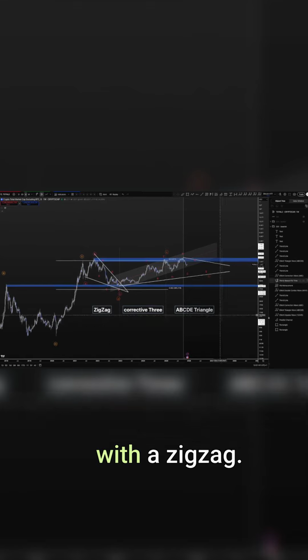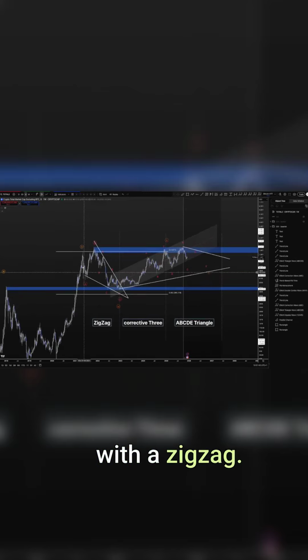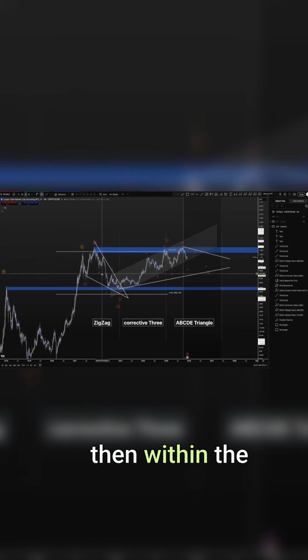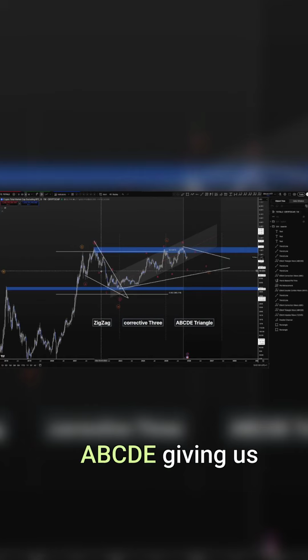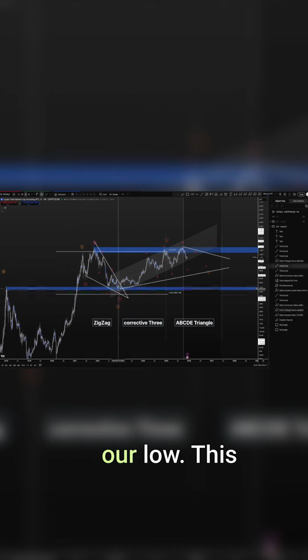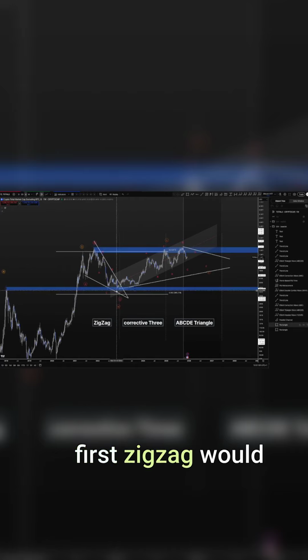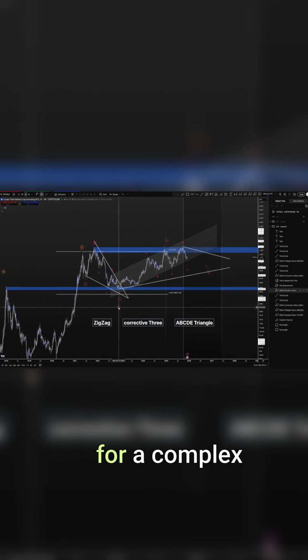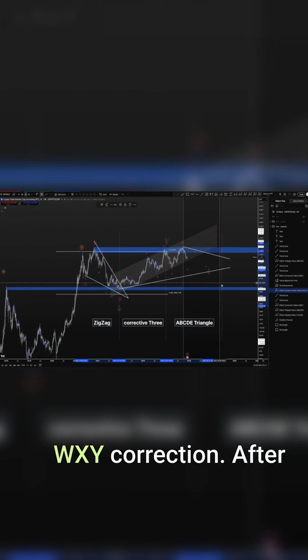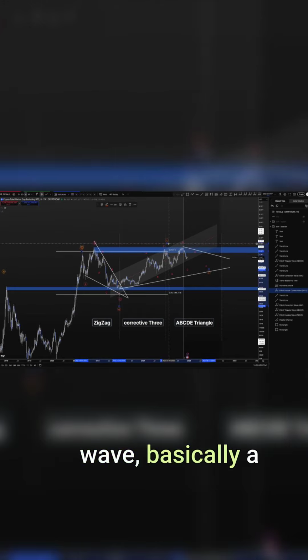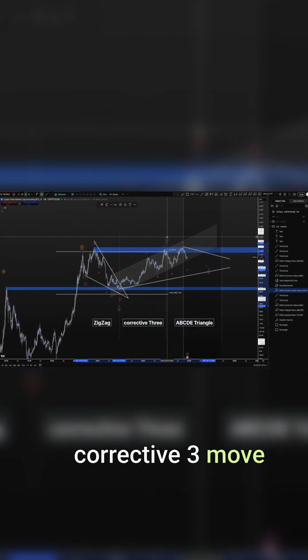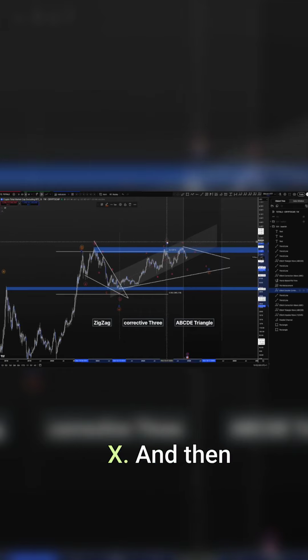So we start off with a zigzag. So we have an A, B, C. And then within the C wave here, we have an A, B, C, D, E, giving us our low. This first zigzag would be our W for a complex WXY correction. After the W, we have an X wave, basically a corrective 3-move upwards for our X.